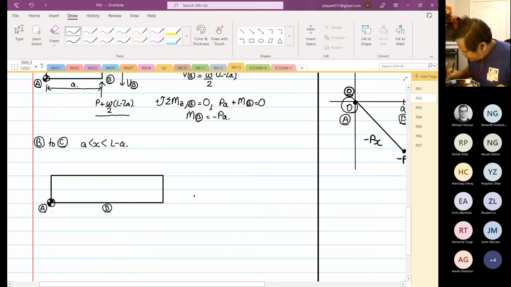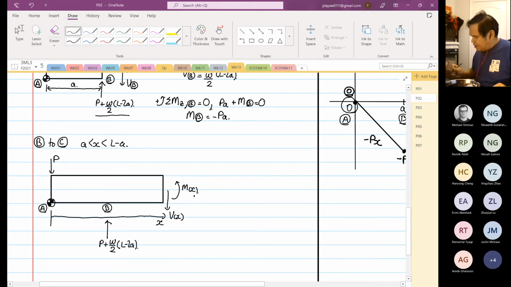So from here onwards, this is our X. Immediately write down positive shear V as a function of X, and positive bending moment M as a function of X. Then you put in your load. Over here, you have P. At point B, you have P plus omega over 2L, L minus 2A.